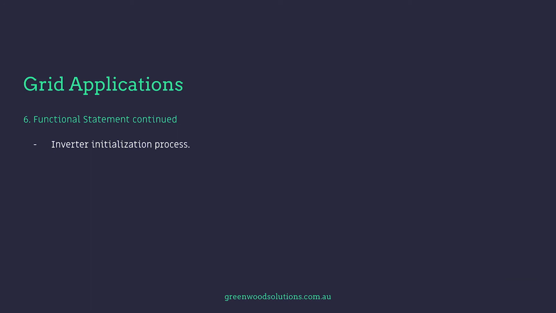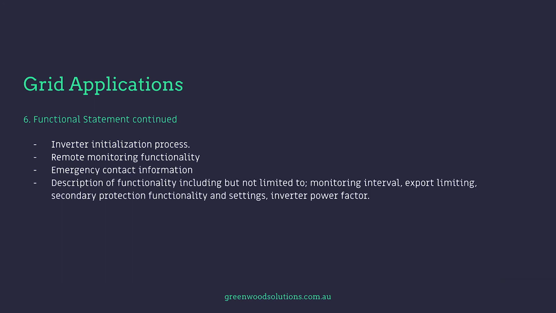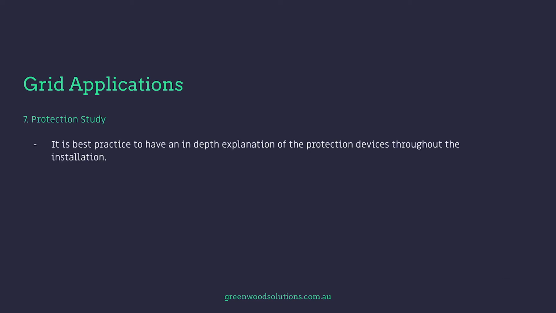It should show the inverter initialization process, remote monitoring and functionality, emergency contact information, description of functionality including but not limited to monitoring interval, export limiting, secondary protection functionality settings, inverter power factor. It is best practice to have an in-depth explanation of the protection devices throughout the installation, from the MCCB to the MCBs to the GridSafe, the secondary protection board and its parameters.